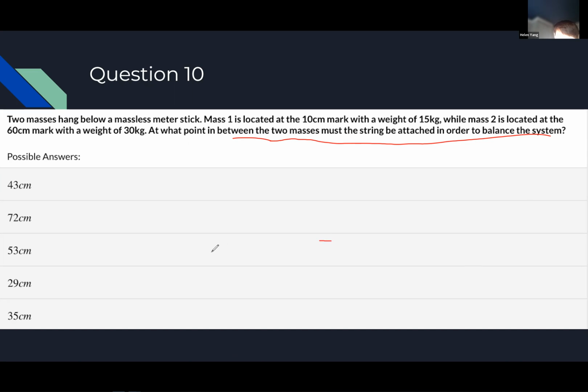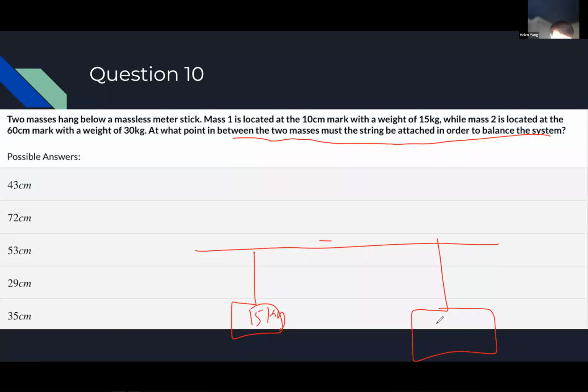So this is the 15 kg, this is the 30 kg, it's the 60 centimeter mark, and this is the 10 centimeter mark. And this is where the string should be. Let's say this is x. So we need to balance these out.